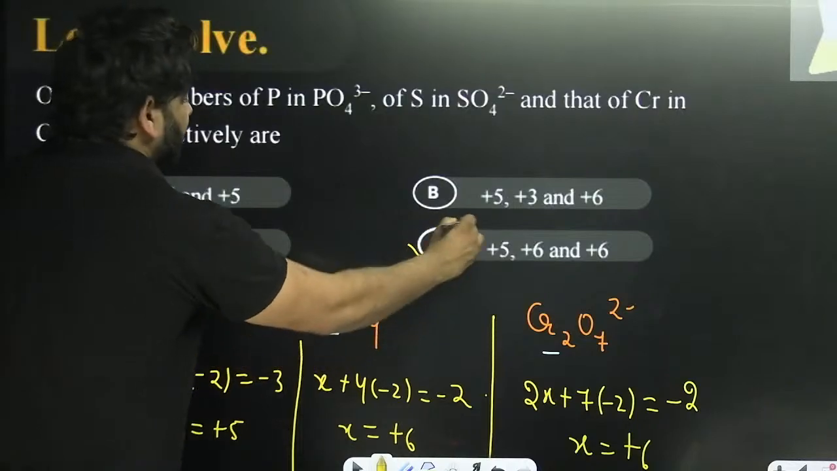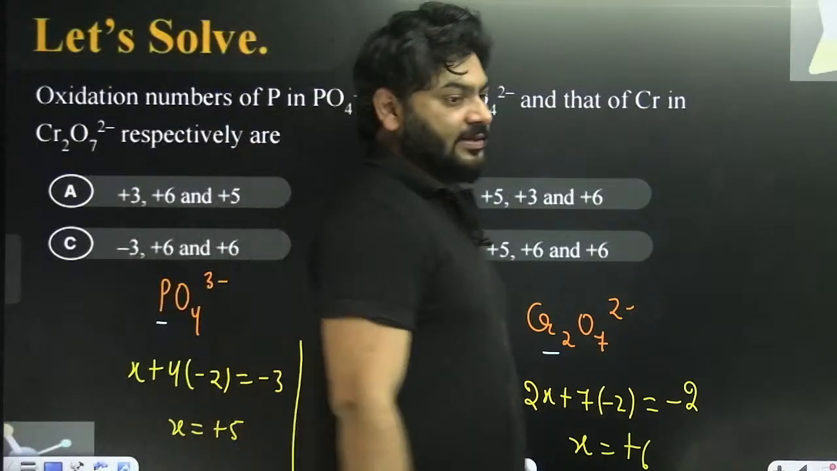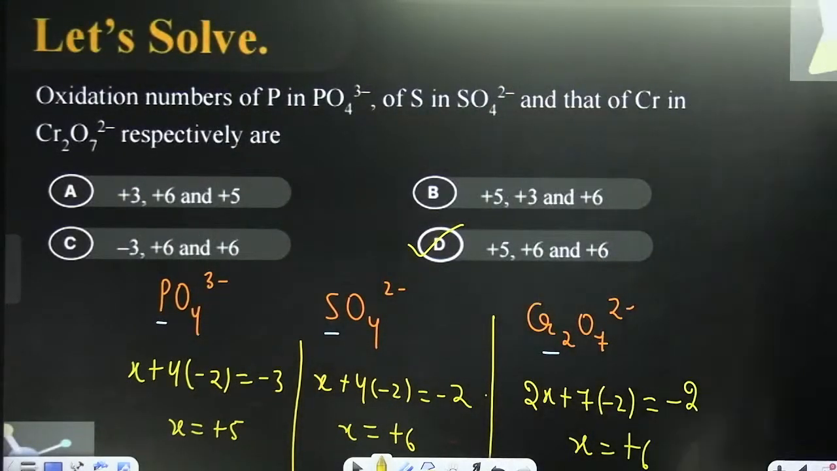Okay, D is the correct answer. So that's how we find out the oxidation states usually.